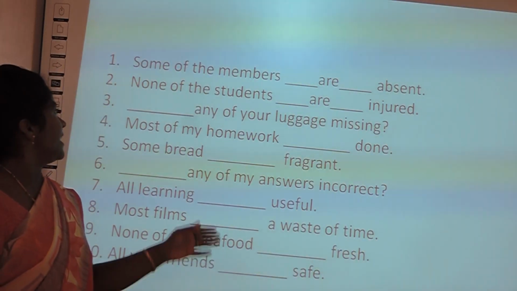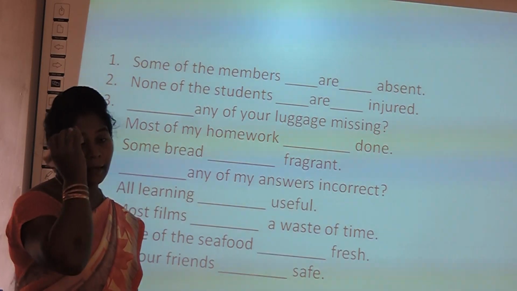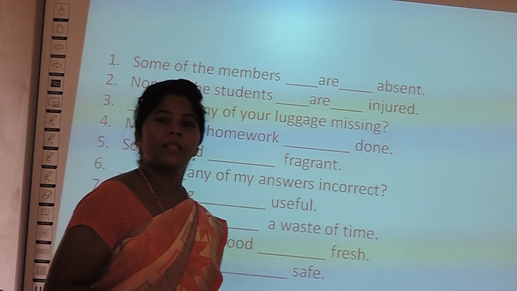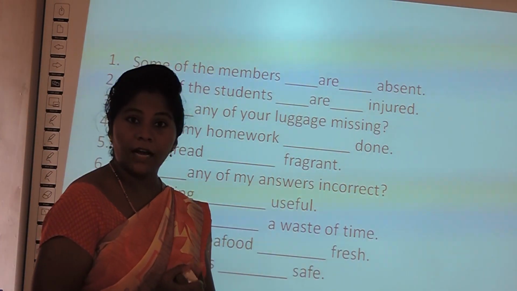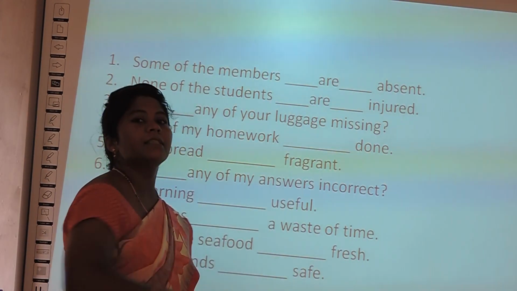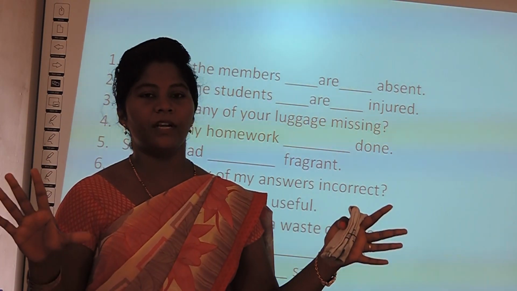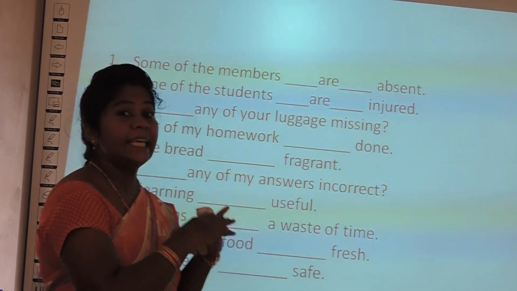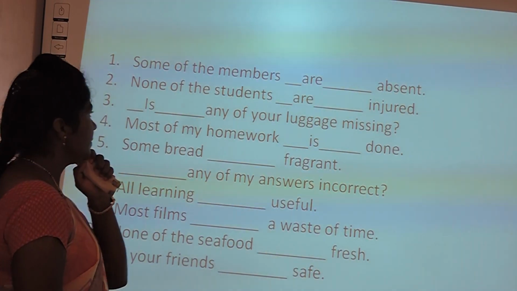Good. Next, dash any of your luggage missing. Blank any of your luggage missing. Now, can you find any uncountable noun over there? Yes, exactly. Luggage is an uncountable noun, and there is only one rule for uncountable nouns. It's going to take a singular verb. So it is: is any of your luggage missing.